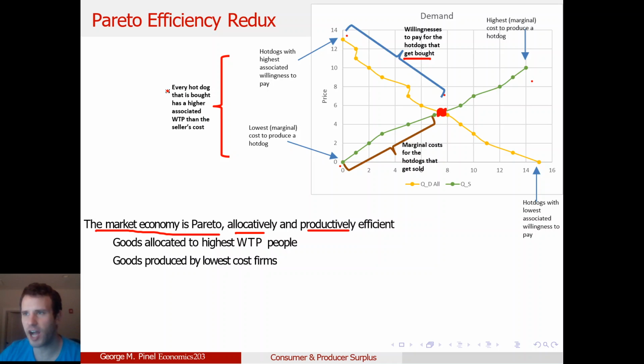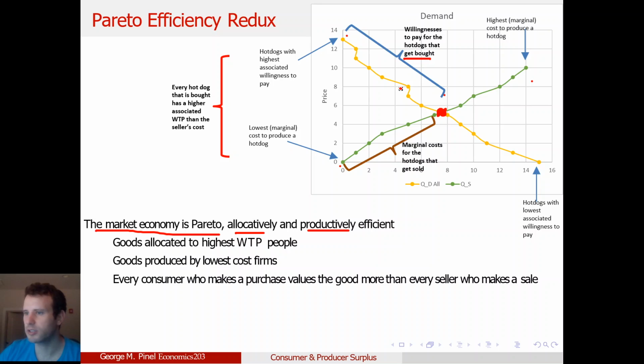Okay, every hot dog that is bought has a higher associated willingness to pay than the seller's cost. So if we took the willingness to pay minus the cost, everything on this side is higher than everything on this side. Okay, lowest cost firms are lower than the willingness to pay for the people who buy the hot dog. So every consumer who purchases values the hot dogs more than every seller who makes a sale. So these sellers are willing to sell the hot dog at a price that is lower than the consumer is willing to pay for the hot dog.